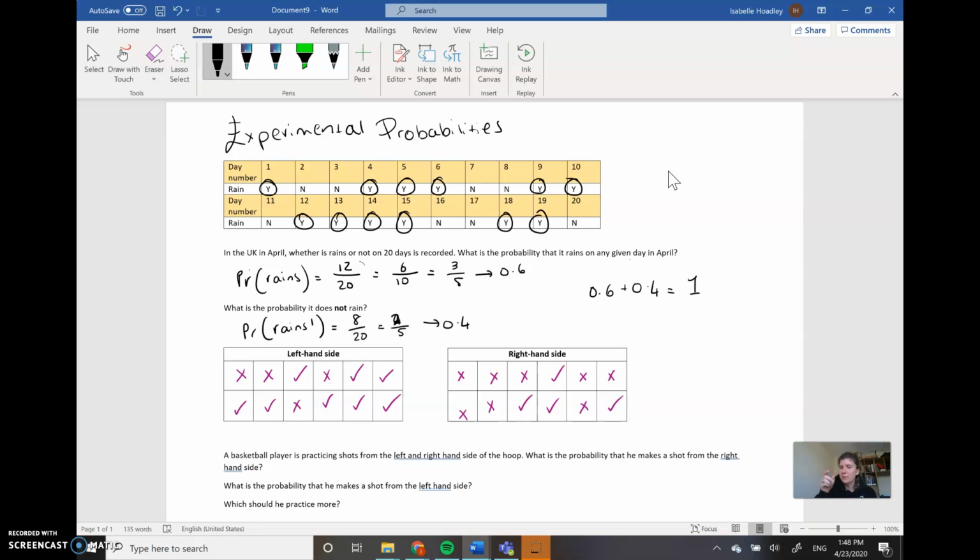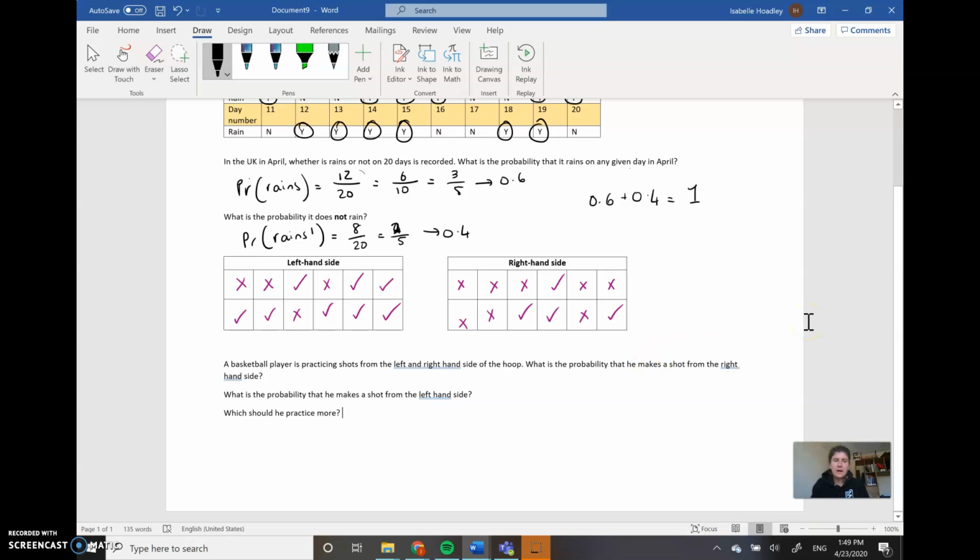And again, like I was talking about before, on any given day it either rains or it doesn't rain. You can't have any combination where it kind of rains, or where something else happens. If you're looking at one thing, that thing either happens or it doesn't. So those things have to always add up to 100%.